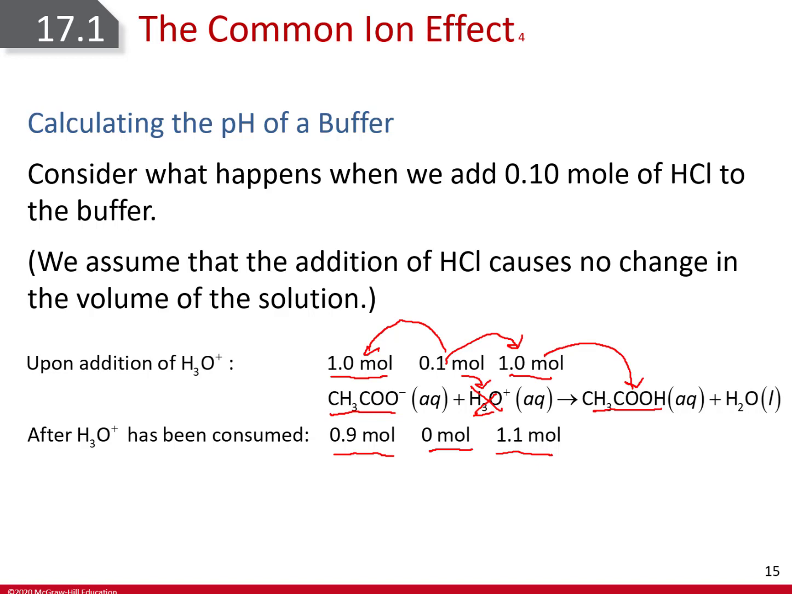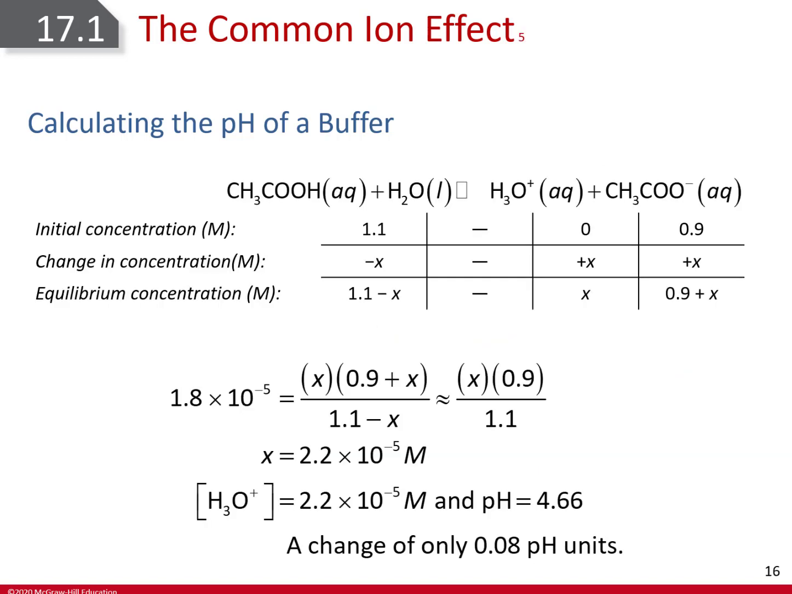All right? So that's the way a buffer works: you've got the conjugate base of the weak acid, you've got the weak acid, you add acid, the acid reacts with the conjugate base and makes more molecular acid. And so the hydronium ion is absorbed from the hydrochloric acid. So this is what our table looks like now. The acetic acid is now 1.1, the acetate ion is 0.9, and the hydronium ion has been consumed.